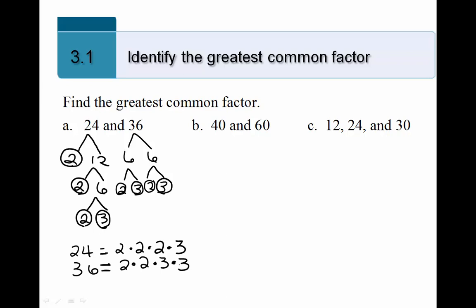And you can see that they have this 2 in common, this 2 in common, and they have a 3 in common. If we multiply those common factors together, 2 multiplied by 2 is 4, and 4 times 3 is 12. We can get the greatest common factor that way as well.